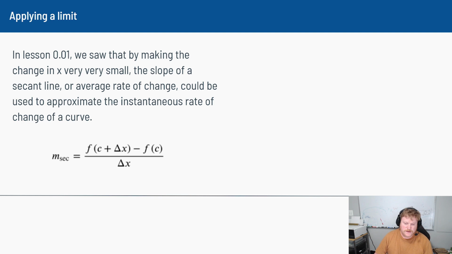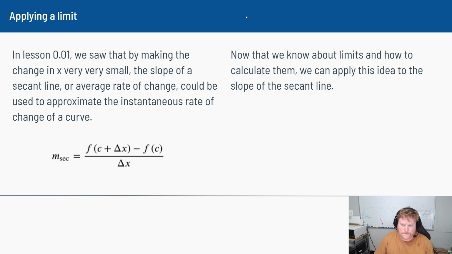Okay? So we saw a formula similar to this, that the slope of the secant line, m sub sec, was equal to f of c plus delta x minus f of c over delta x. And that was just the difference in two y values over the change in x. The two y values were f of c and f of c plus some change in x.